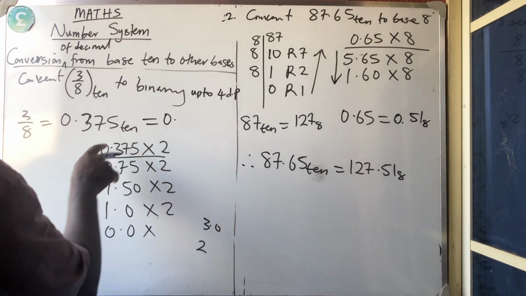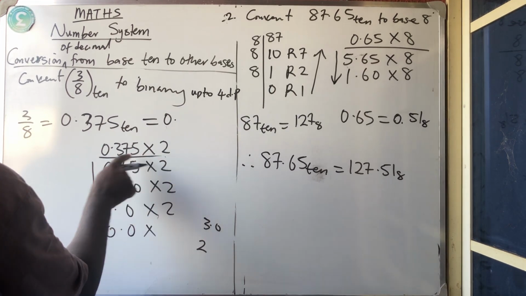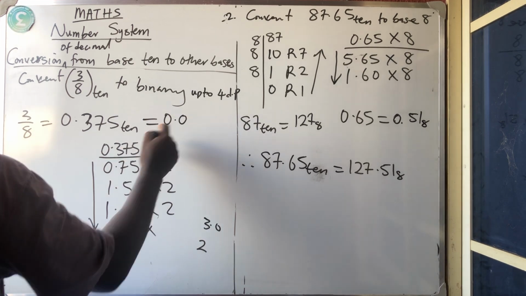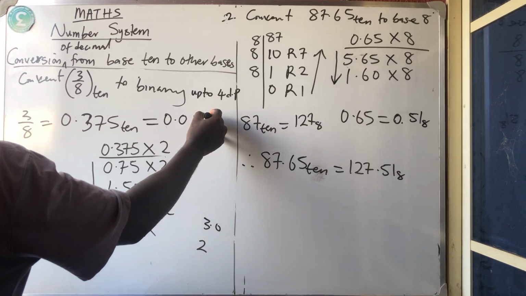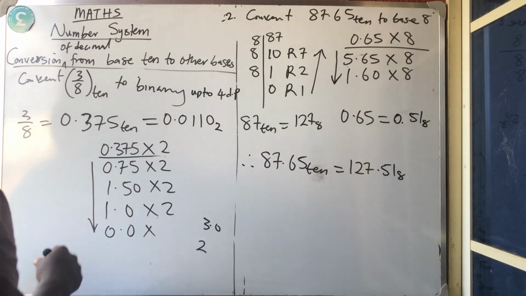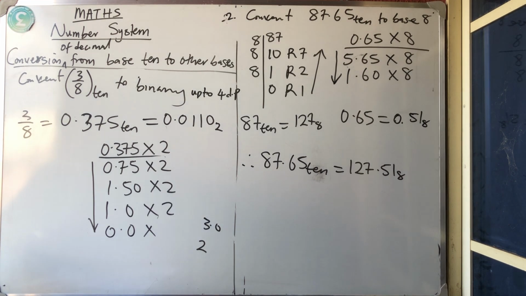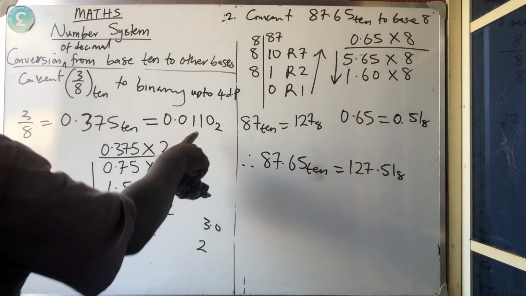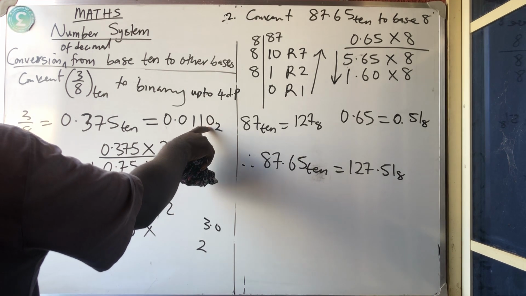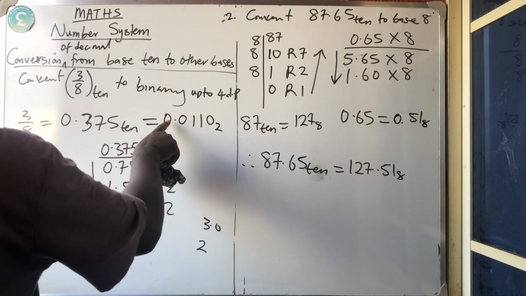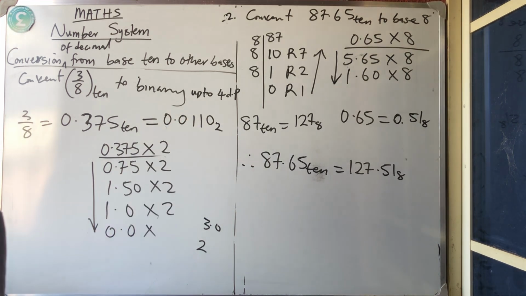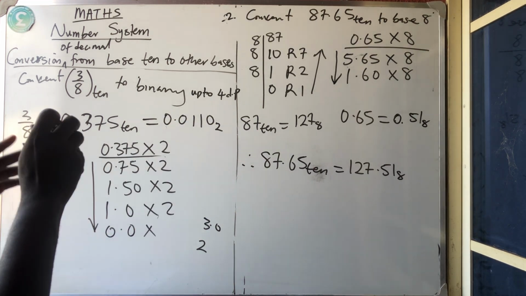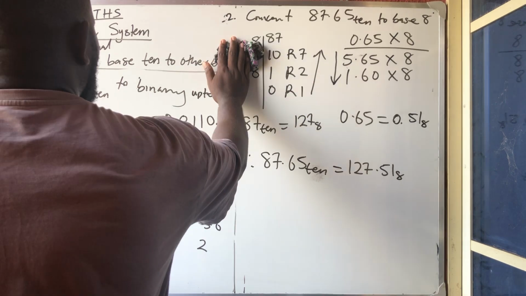So I'm having 0 point, I told you this line is the point, 0.0110 in base 2. You see, that is very, very simple. You know that 0 does not mean anything after the point. This last 0 does not mean anything, so the answer is simply 0.011. That is it about converting from base 10 to any base.